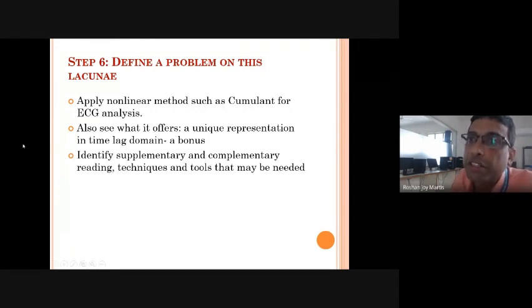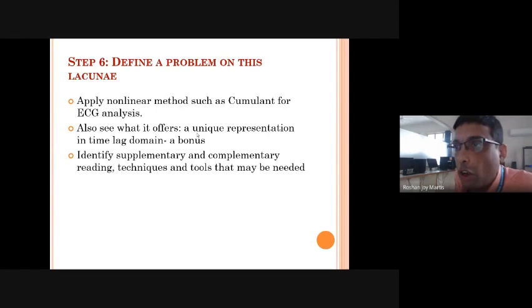It's a bonus for us. Okay, so nonlinear methods are not applied, so I've chosen nonlinear methods. And as an additional thing, it gives a unique representation. Then identify supplementary and complementary reading techniques and tools that may be needed.